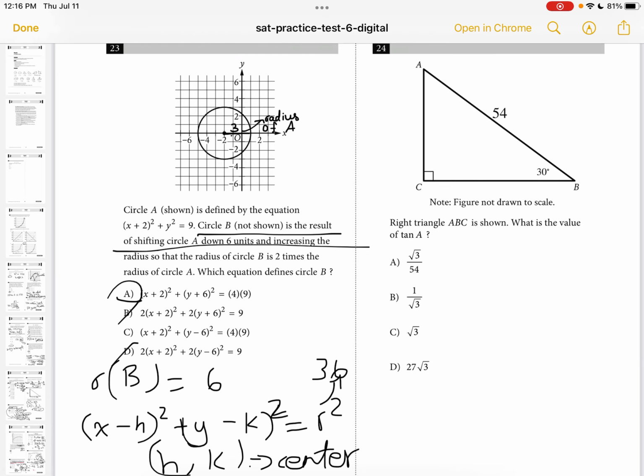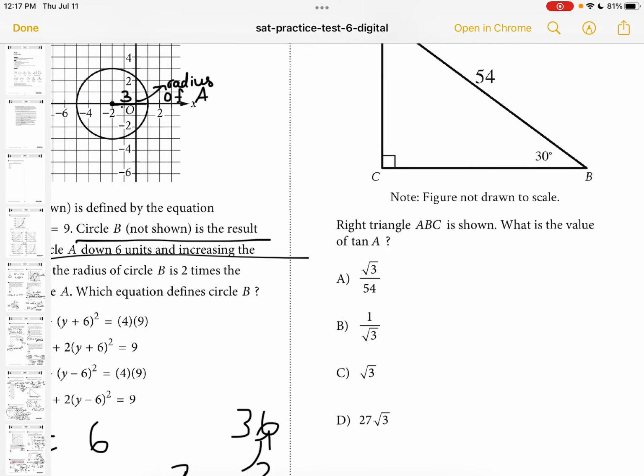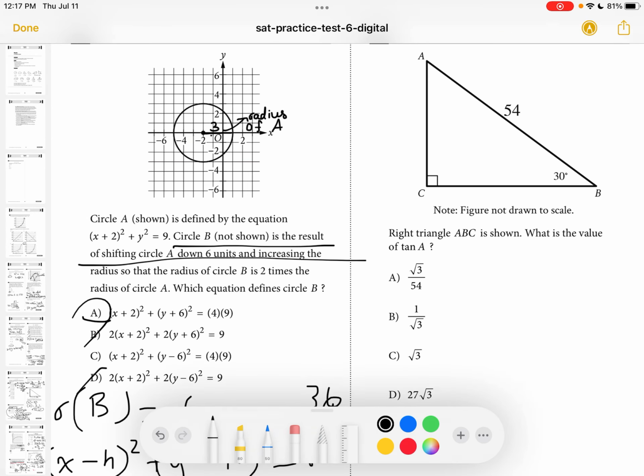Alright, number 24. Right triangle ABC is shown. What's the value of tan A? Well, let me backtrack. We know this angle is 30, this angle is 90, so this angle will be 60. And if you know your trig values, you know tan of 60 is root 3, and you'd be done here.